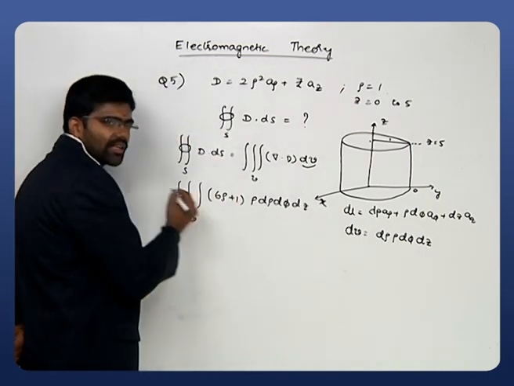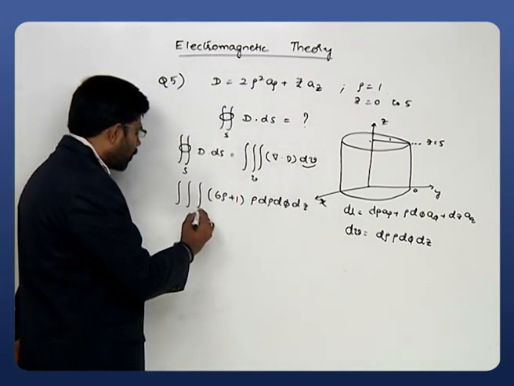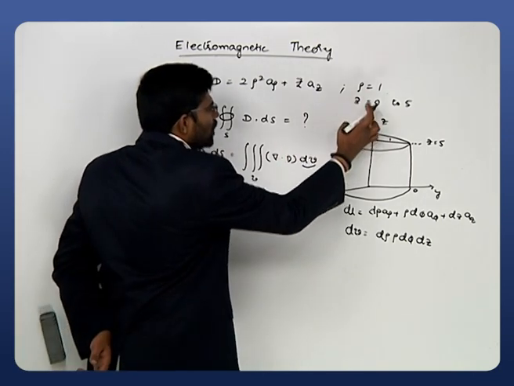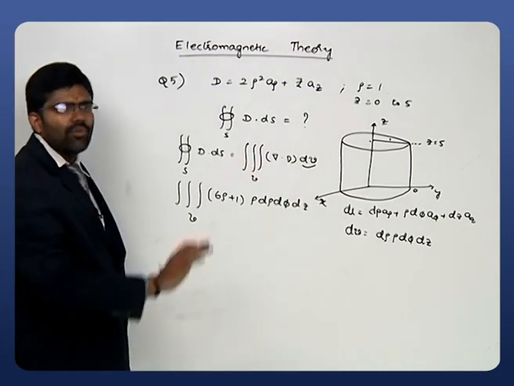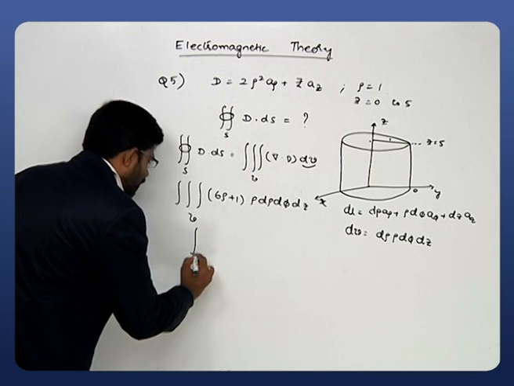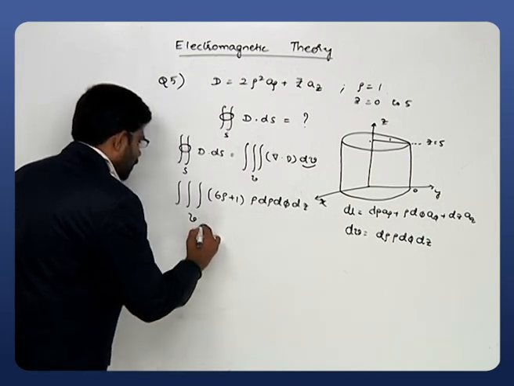Observe the volume integral. In the volume integral, what we have is 3 integrations. These 3 integrations are meant for rho, z and the third one is phi. So we need to substitute all the limits here. Substitute the limits for rho. So rho is taken from 0 to 1.